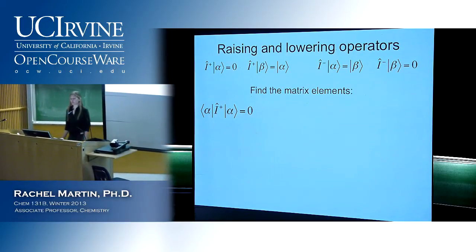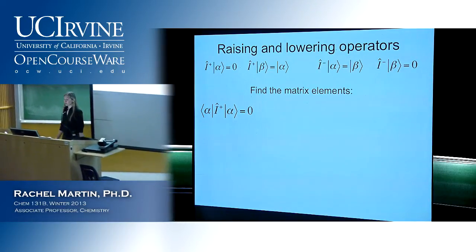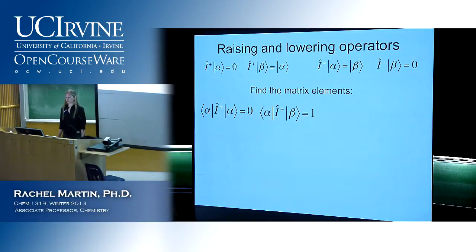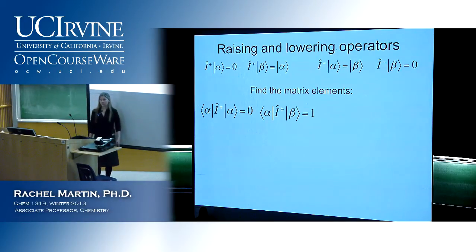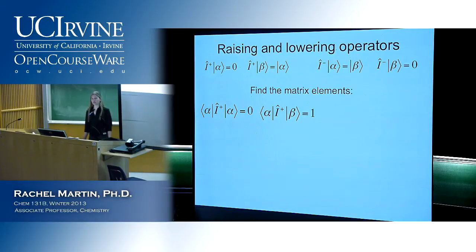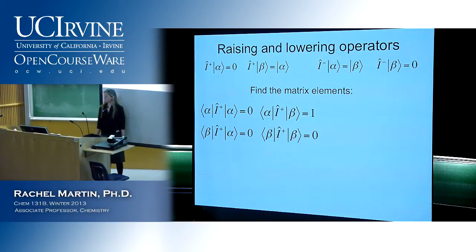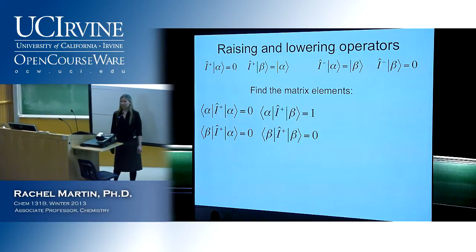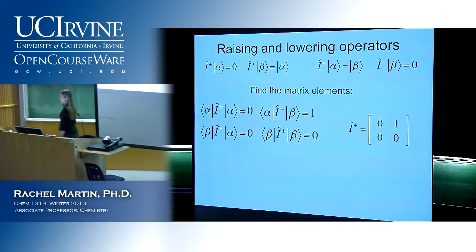OK, so let's find the matrix elements of I plus and I minus in this basis. So again, we're still in the Zeeman basis. We have the spin 1/2. So if we operate I plus on alpha, we get 0. Now if we operate I plus on beta, that gives us our constant times alpha. And then we take the integral of alpha alpha, which gives us 1. And again, that should be times the eigenvalue. Again, operating I plus on alpha gives us 0, so that one's 0. If we operate I plus on beta, that gives us a constant times alpha, but then the integral of beta alpha is 0. So that's our matrix for I plus.